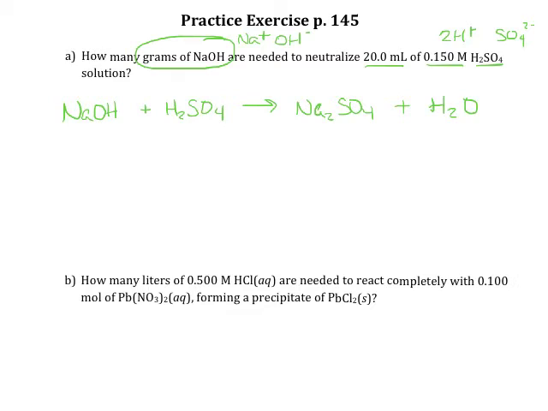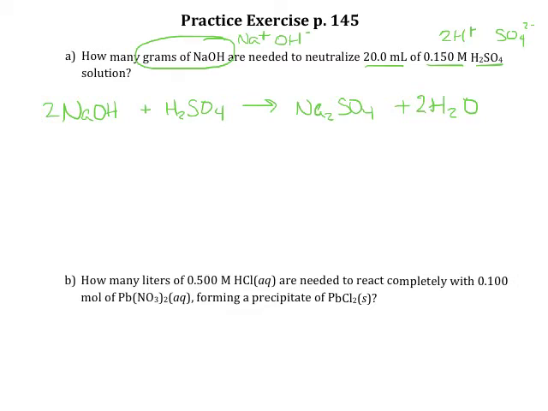Next thing we want to do is go through and balance this. Since we see that we have two sodium atoms on the product side, we want to make sure we also have two on the reactant side. Two hydroxide ions, two hydrogen ions means that we need to have two water molecules forming as well. So that's our balanced reaction.